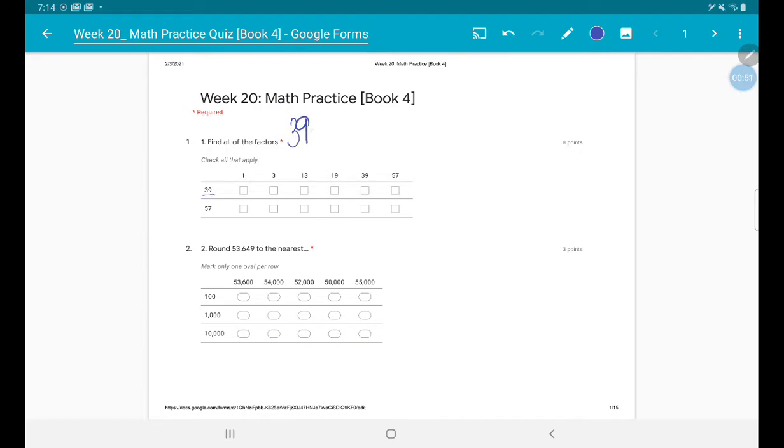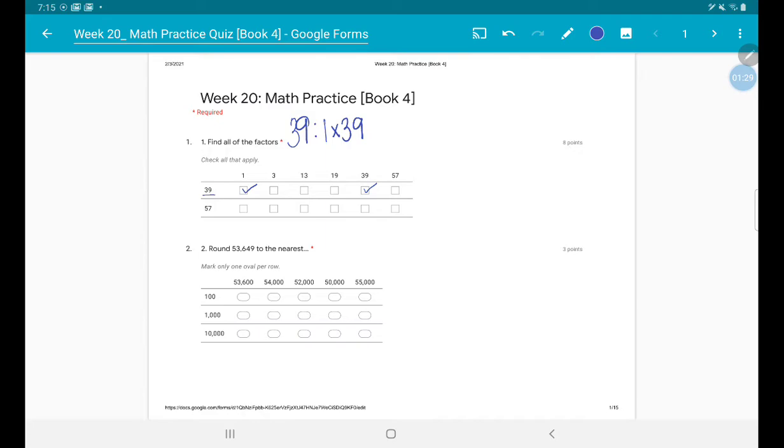So to find the factors of 39, I'm looking for whole numbers that multiply together to equal 39. I'm going to start with 1 and 39. I know 1 is always a factor of any number, so I can check 1 and 39. The next number would be 2. If I look at 39, 9 is in the ones place. That's an odd number, so 2 is not going to be a factor. I'm going to move on to 3.